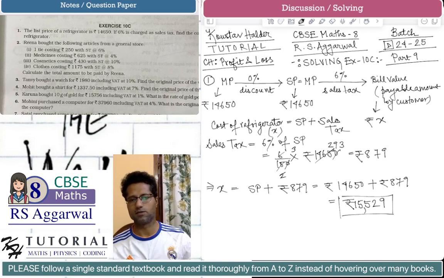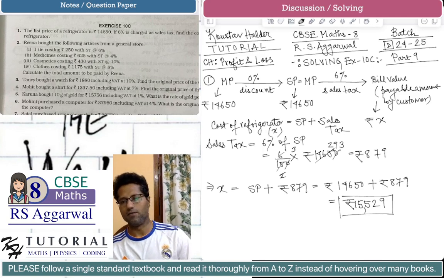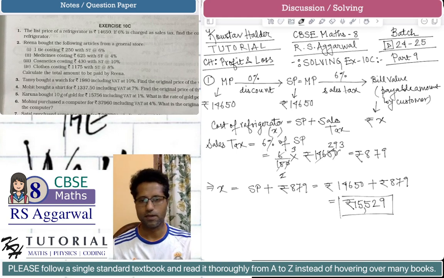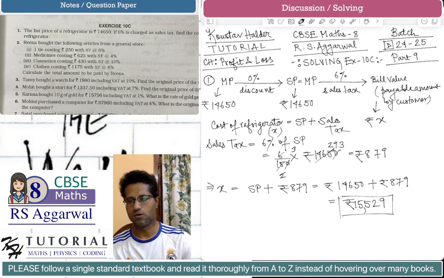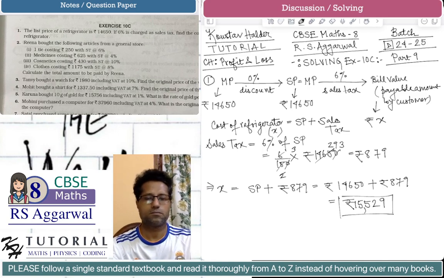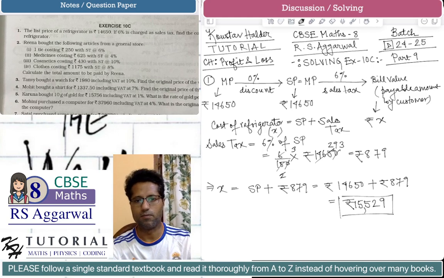That is, any customer who will purchase the refrigerator, he will have to pay. The selling price will be 14,650, and the sales tax is 6%. So he will have to pay the additional 6% of the selling price, and the total price he or she has to pay is rupees 15,529. Okay, let's do problem number 2.